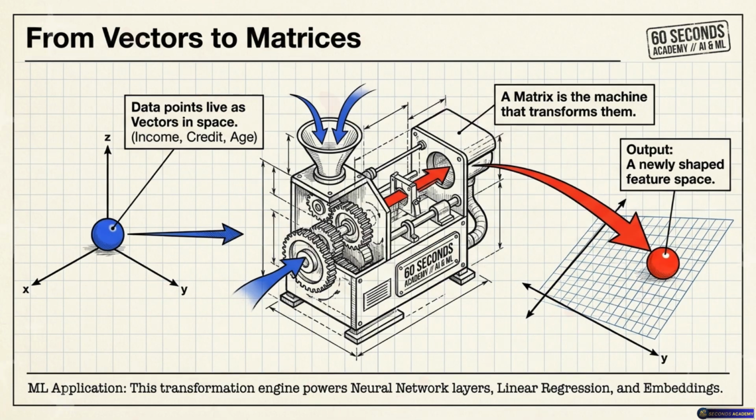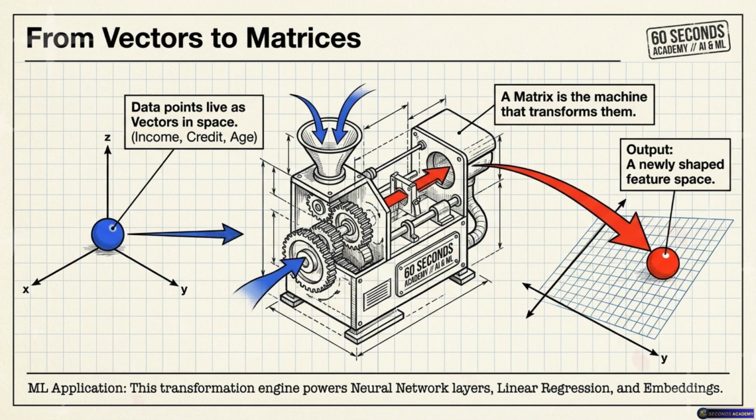Because raw data never hands you the answers directly. I mean, if you just stare at a spreadsheet with a million rows, the insights are buried. So let's start unpacking this by moving from vectors to matrices, which is really the transition from static data to a transformation machine.